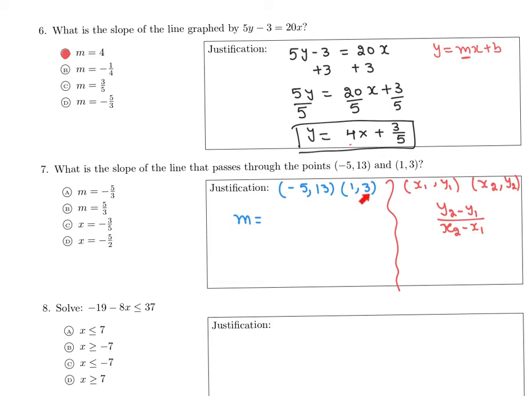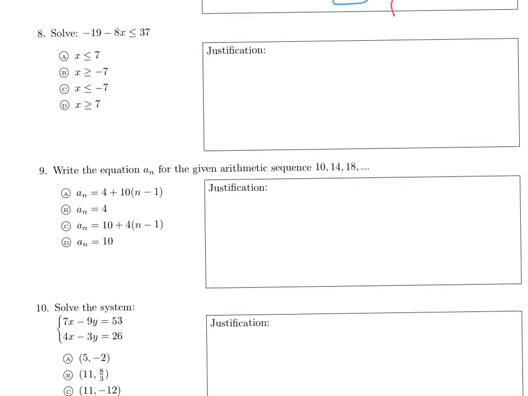Now these are the 2 points given, x1 y1, x2 y2, and then the formula is going to be 3 minus 13 divided by 1 minus negative 5. So that's going to be negative 10 divided by 1 plus 5, that's going to be 6. When you reduce that, you're going to get negative 5 over 3 as your slope. So that's option A.